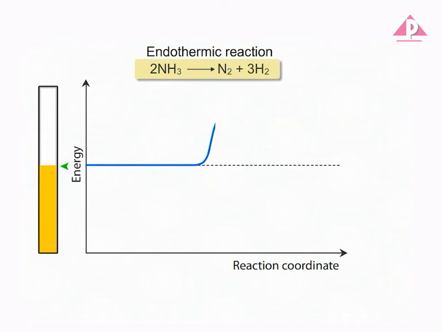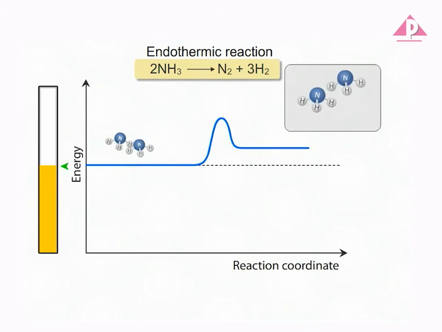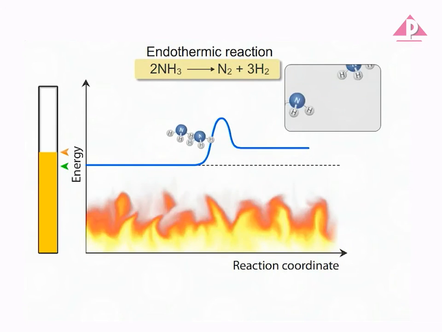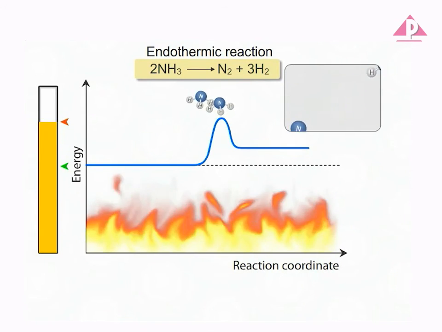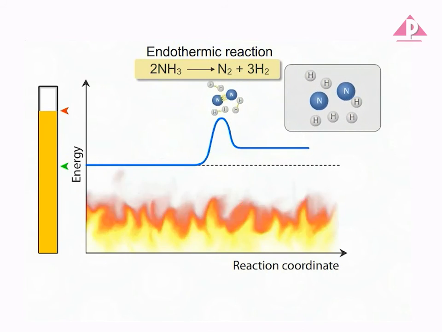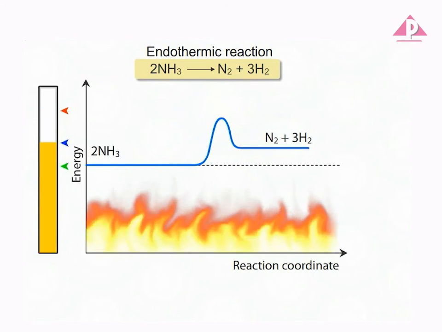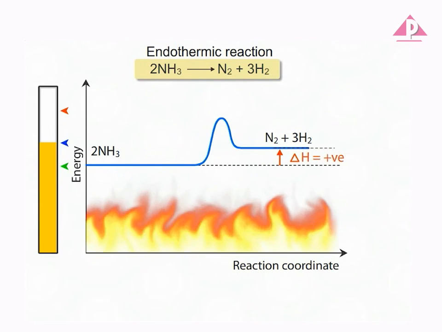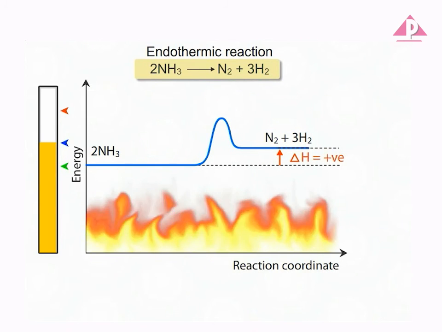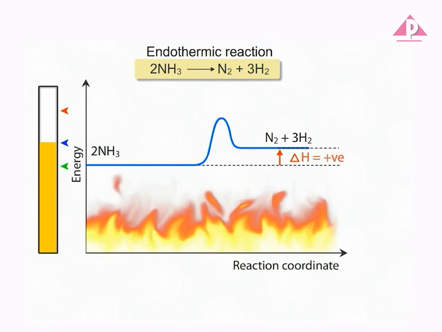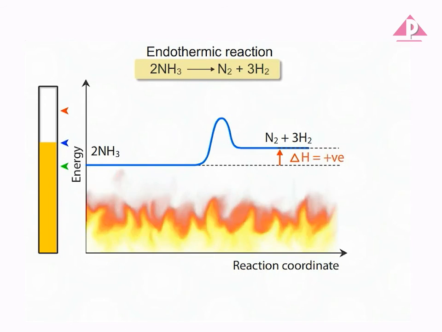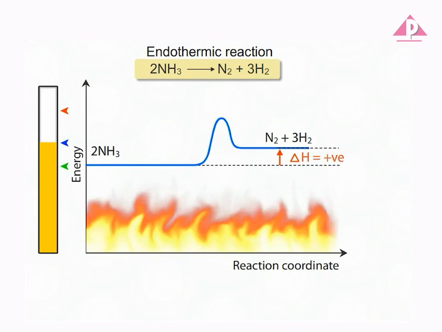Consider an endothermic reaction. Ammonia molecules collide with each other, but do not have sufficient energy to react. A flame can supply the energy to break bonds. Afterwards, new bonds form among the atoms. In an endothermic reaction, it absorbs energy, and thus the energy of the product is greater than the energy of the reactants.